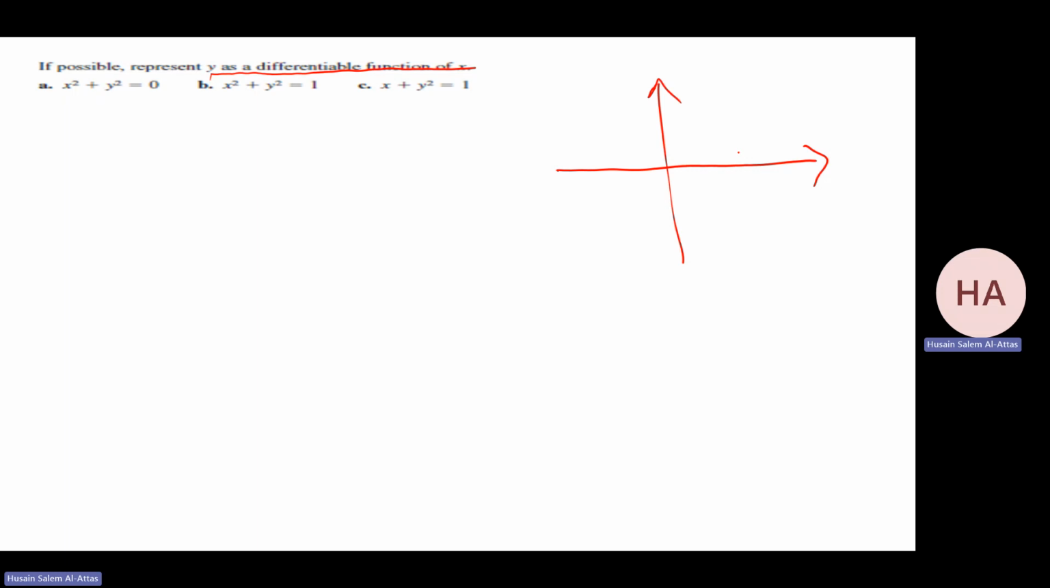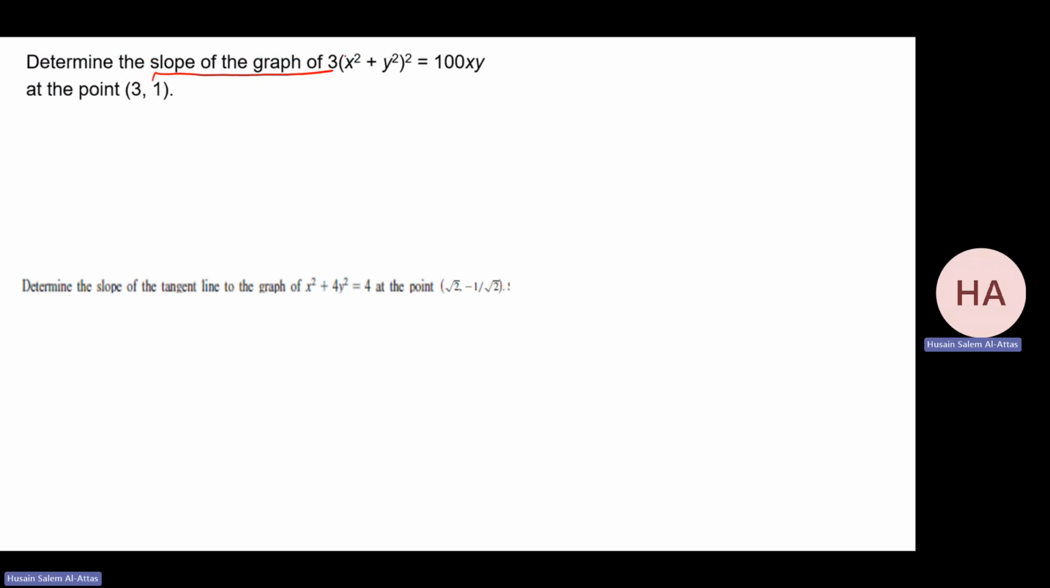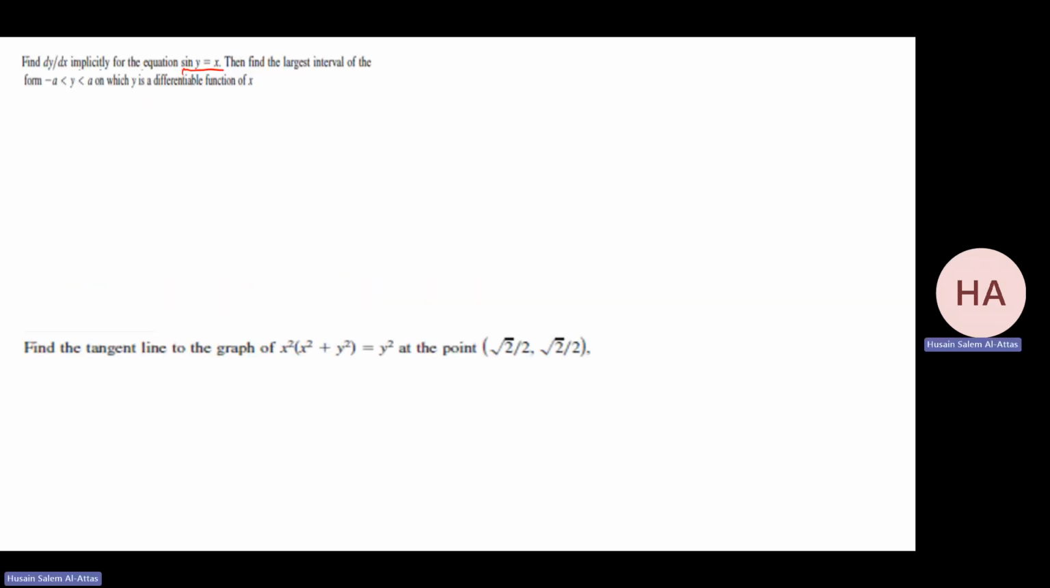For example, like in this one, if I define the function, I'll take either the upper side or the lower side, because there will be these two. The function is not differentiable. The same thing with sine y equal x. And we can ask either to find the slope of the graph, which is the derivative, or to find the tangent line, where I need to find the derivative slope, and then have the points so I can find the equation of the line.